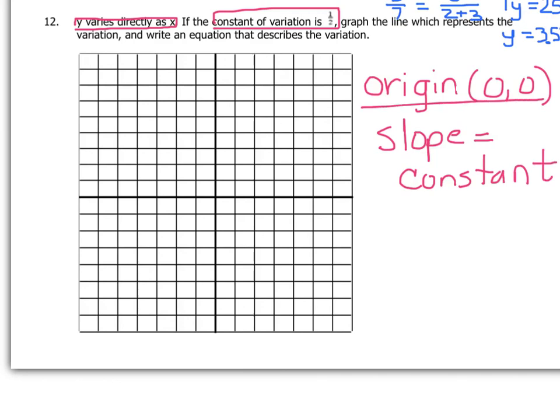So we're going to go ahead and put a dot at the origin. And we're going to do the slope. The slope is 1/2. So we're going to run 2 and rise 1. Run 2 and rise 1. And I now have shown that there is a direct relationship. There is a constant, which is the 1/2, and y will vary directly as x. So my y and my x will always have a relationship, okay, which is the 1/2.